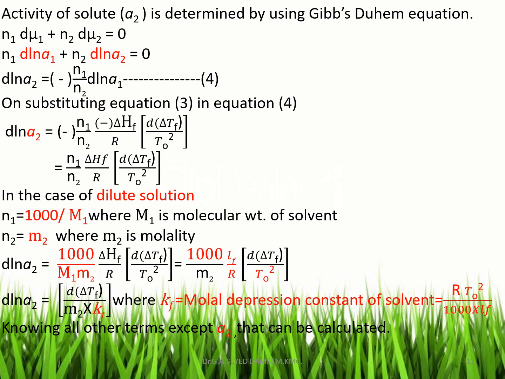So in the place of RT0 square divided by 1000 LF, we substitute Kf, that is the molar depression constant of the solvent. In this equation, all terms are known except A2, so that can be calculated. That is the method to determine activity of solvent and activity of solute: activity of solvent A1, activity of solute A2.